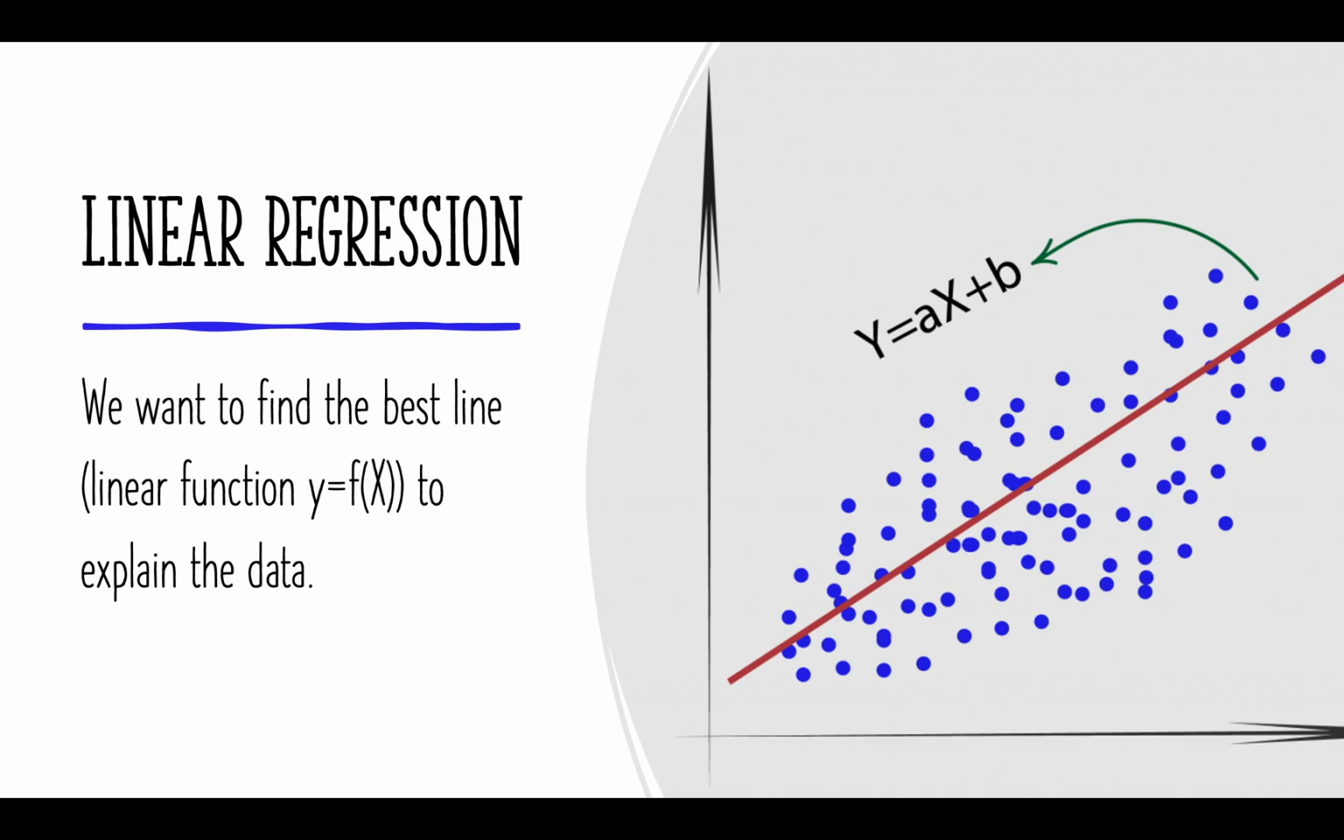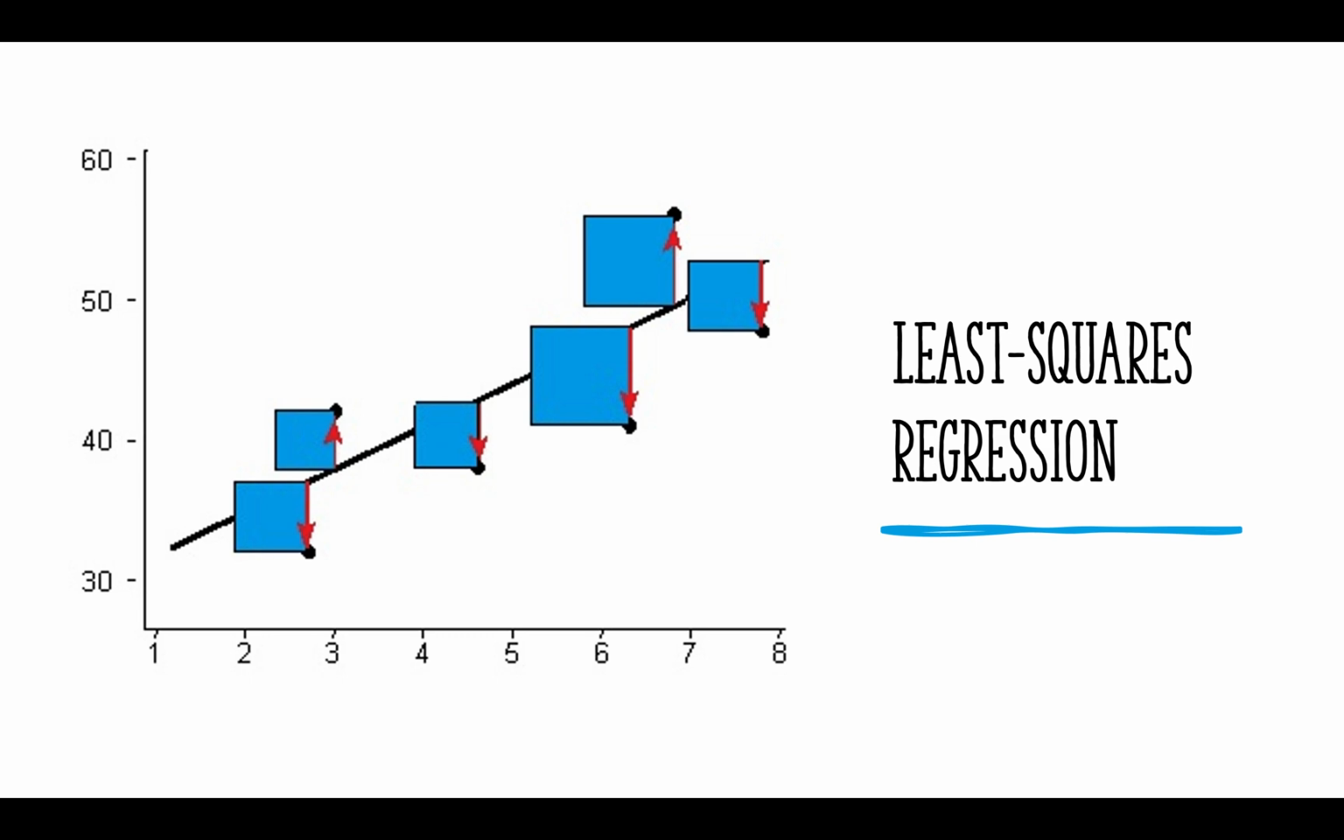The most common method for fitting a regression line is the method of least squares. In this method, we calculate the best fitting line for the observed data by minimizing the sum of the squares of the vertical deviation from each data point to the line. This is what you're seeing in this picture. We are calculating the squares of the vertical deviation from a given point, and then we try to minimize the sum of all these squares.